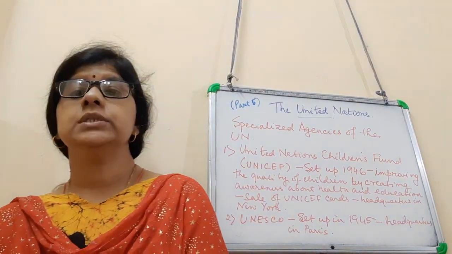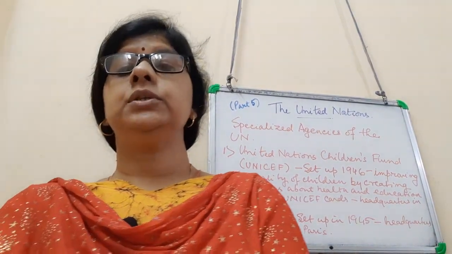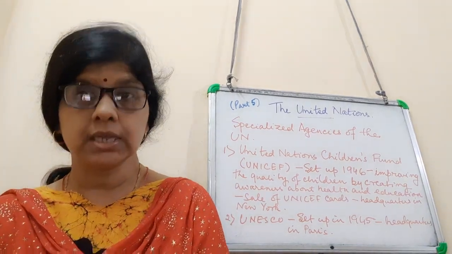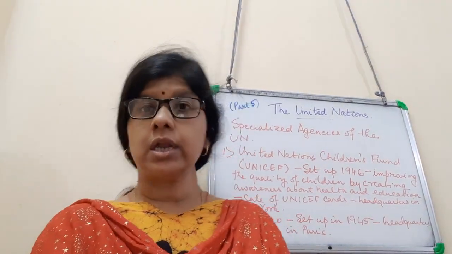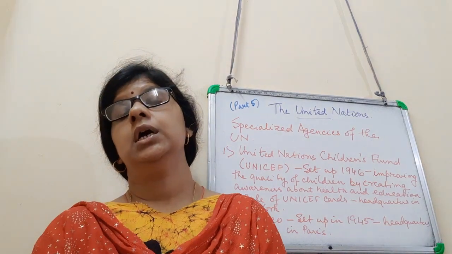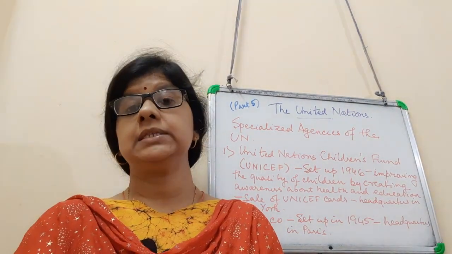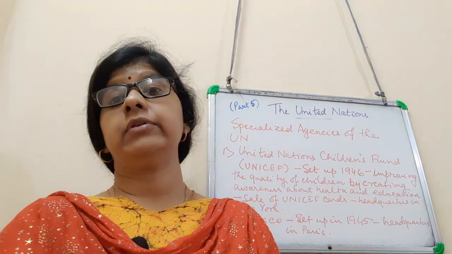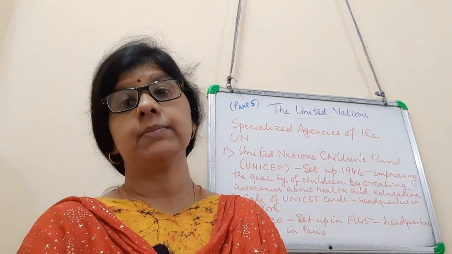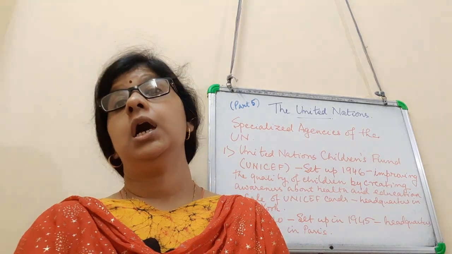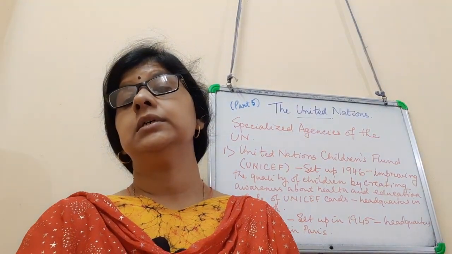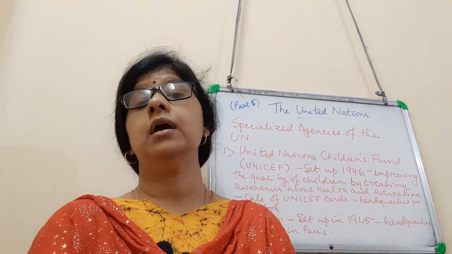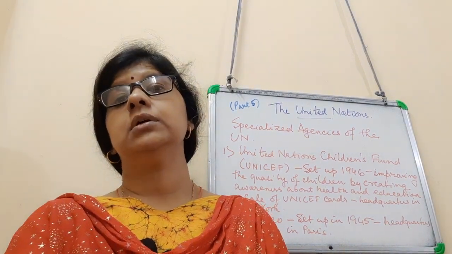Hello class 5 students. In this chapter, the United Nations, we have seen what the United Nations is: an international organization which helps to maintain peace and security in the world. It promotes friendly relations through cooperation among member nations, and settles disputes peacefully.